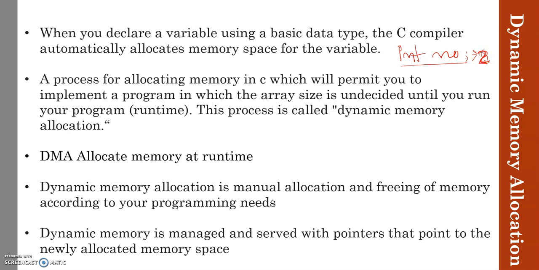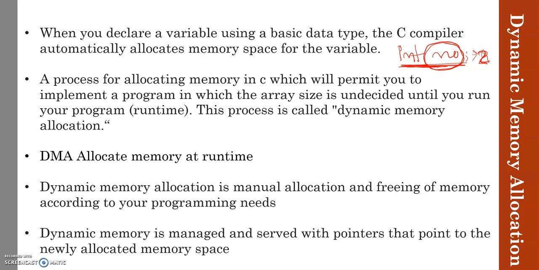So when you declare a variable using a basic data type, integer, character, float, long, or any basic data type, the C compiler automatically allocates memory space for the variable. So in the memory, it will allocate the space for n, right? This is the normal case.